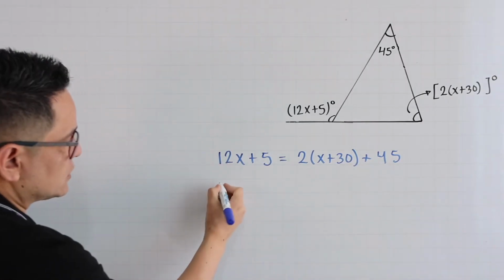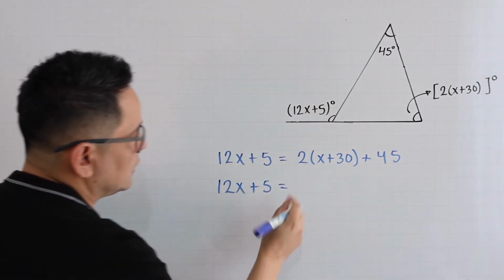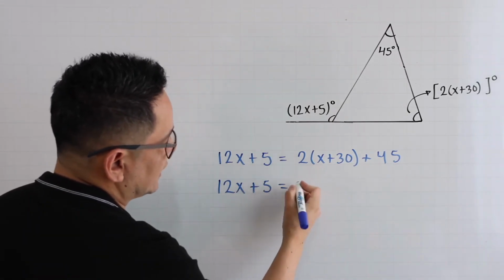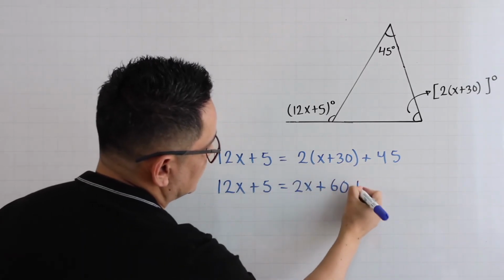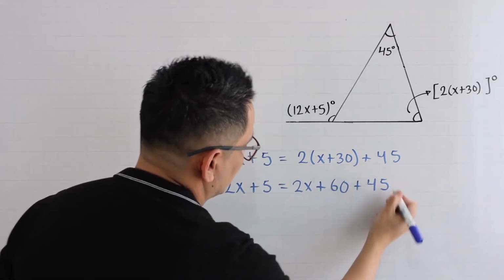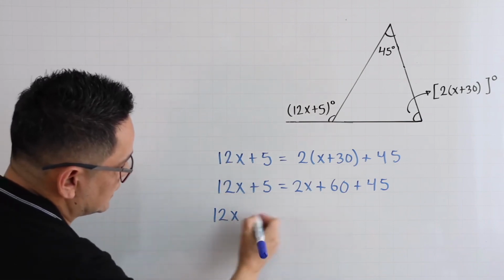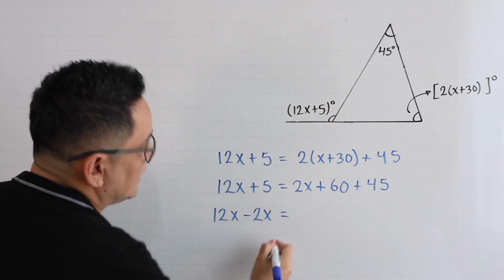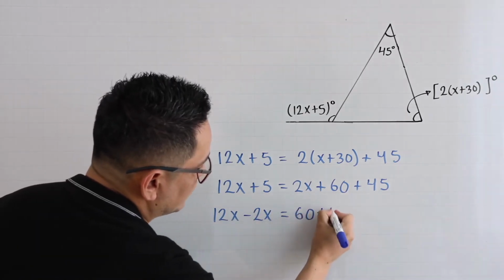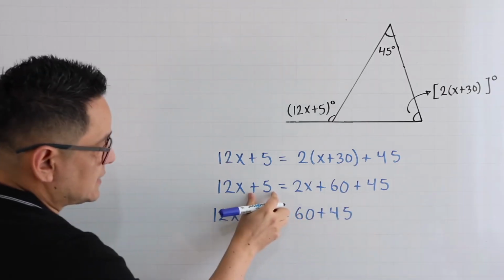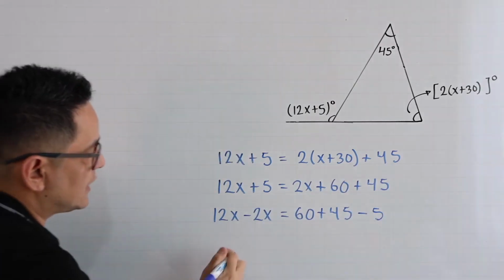All right. So on the left side, I'm going to leave it as it is for now, which is 12x plus 5. And over here, we're going to multiply. 2 times x is 2x. And here we have plus 2 times 30, which is 60. And here we have a 45. Let me move everything with x to the left side. So I have 12x, and we're going to move this 2x by subtracting it. On the right side, we have 60 plus 45. So I'll write it for now, and then we'll add them up later. And we're going to move this plus 5 by subtracting it. That is, as minus 5, let's do the subtraction.